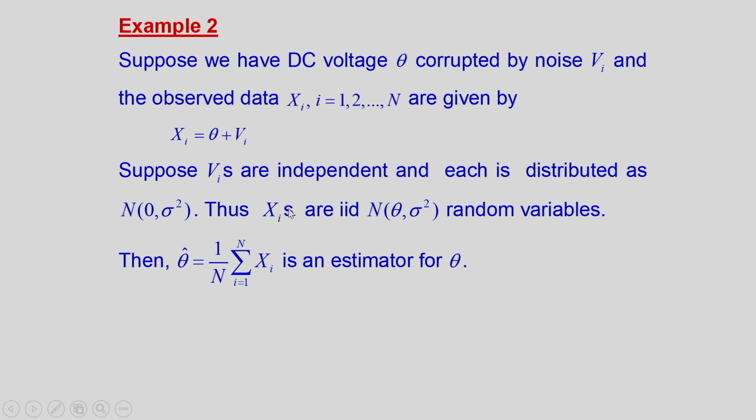Thus, because xi is a sum of theta plus Vi, where Vi is 0 mean, the xi's are IID and normal theta, sigma square random variables. So, it is a normal distribution with mean theta and variance sigma square. Then again, since it is a normal distribution, theta hat equal to 1 by n into summation i going from 1 to n of xi is an estimator for theta.